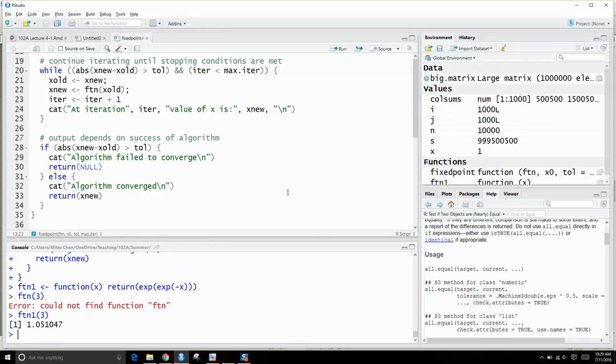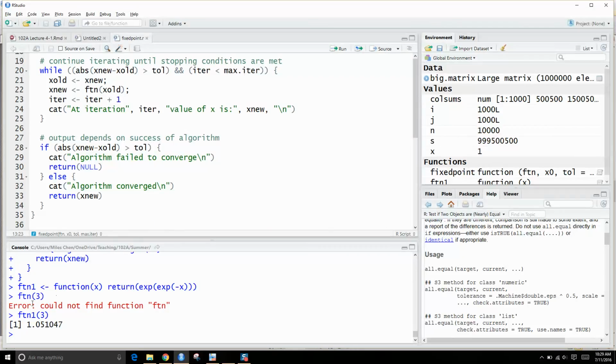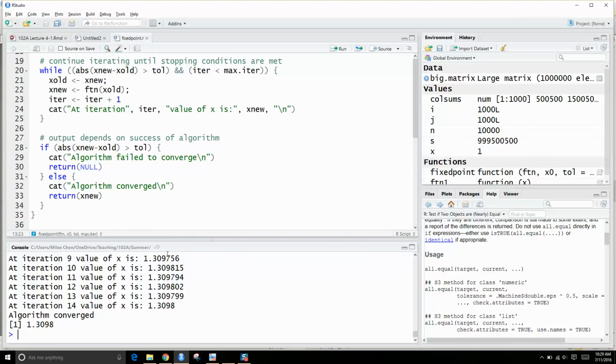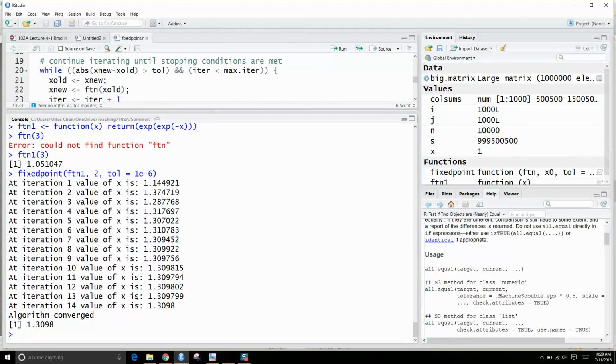Okay, and then we can run the fixed point iteration starting at the initial value 2. And when I do that, we can see it converges after 14 iterations.